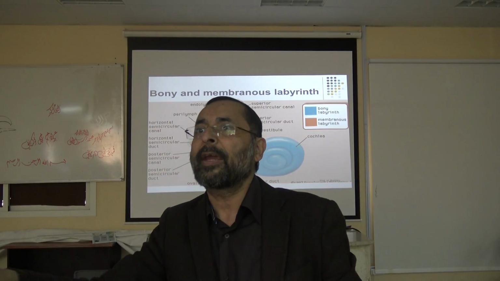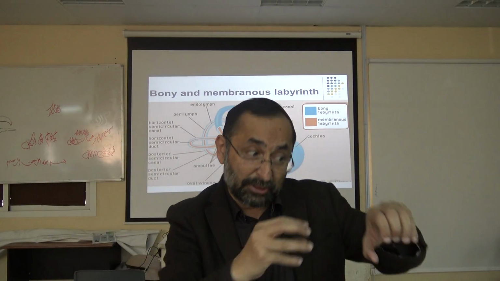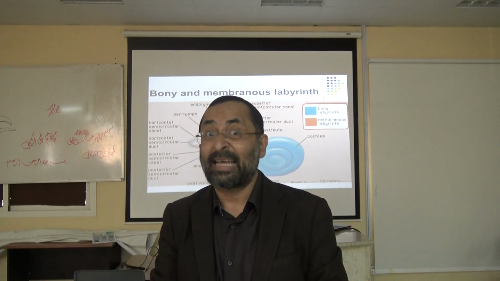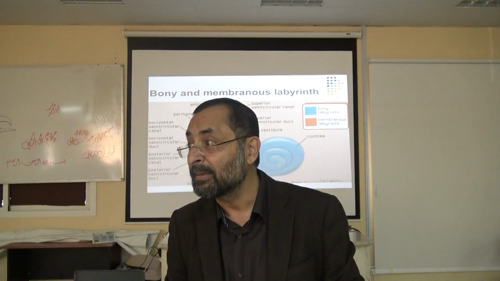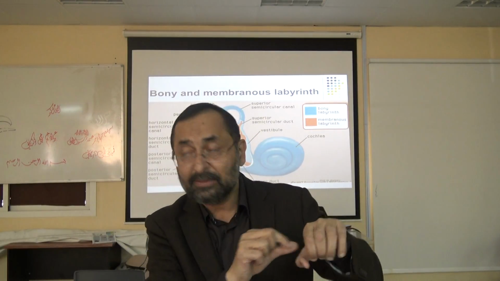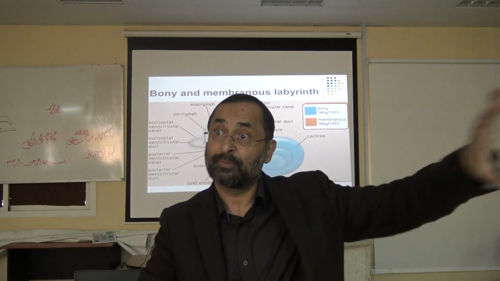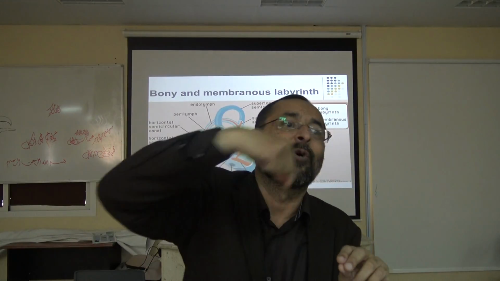Now if you make it straight, it becomes like a single pipe, and in that single pipe three pipes are present. One pipe is called the scala vestibuli, the other pipe is called the scala tympani, and the third pipe in between is called the scala media. So three pipes are present in one bony tube. Now, if you fold this bony tube, the pipes inside are also folded like this.